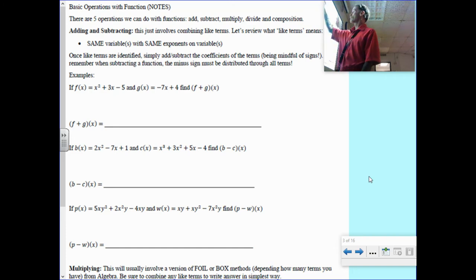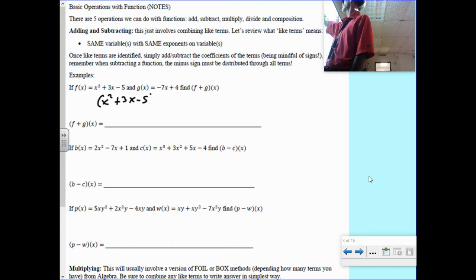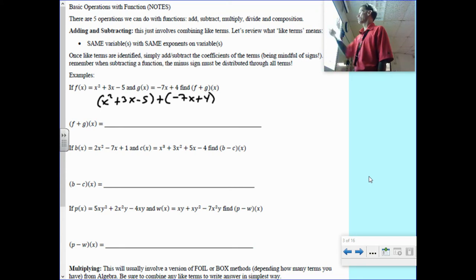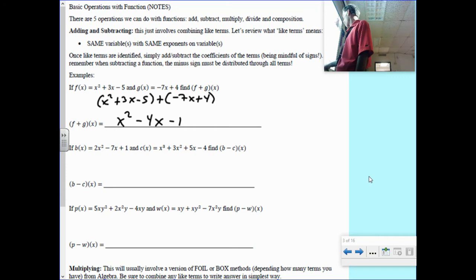So first example here, you've got x squared plus 3x minus 5, and we're going to add that to negative 7x plus 4. So if you write it all out, it would look like this. And again, just combine your like terms. There's no other x squared, so the x squared just comes on down. I've got 3x minus 7x, so that would be minus 4x. And then negative 5 plus 4 would be negative 1, and that's your answer, right?